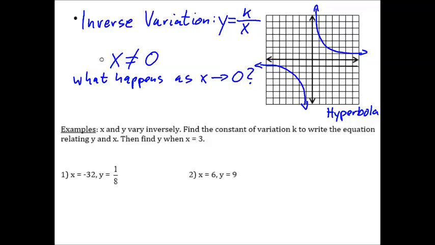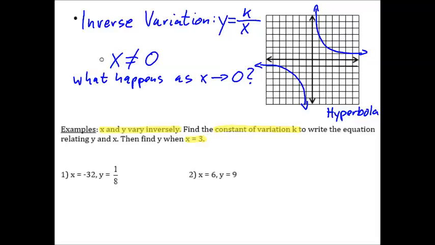Okay, so now let's look at some examples again. x and y vary inversely. Now that is how it would be worded in a problem like that. And again, we need to find the constant of variation, k, to write the equation, and then we need to find a particular y for a given x. In this case, x is 3.